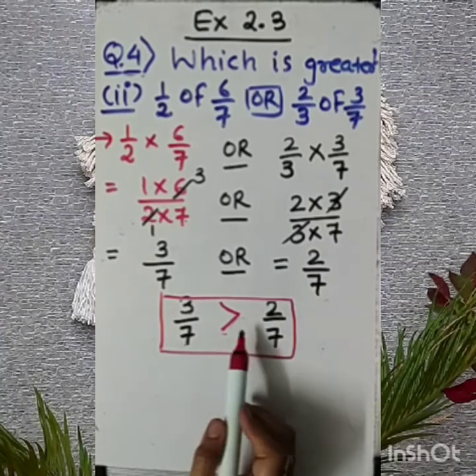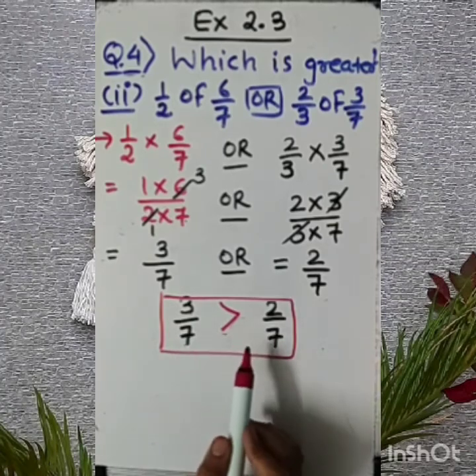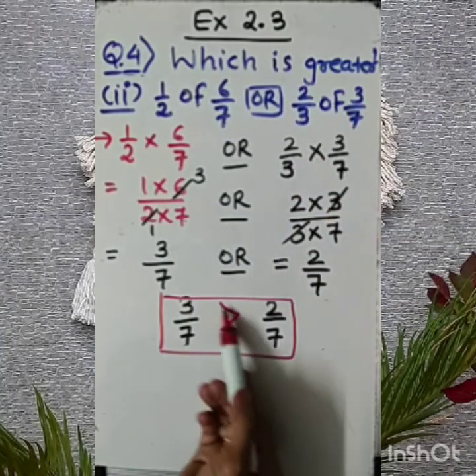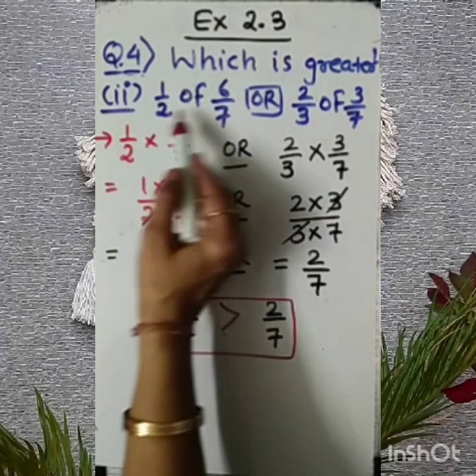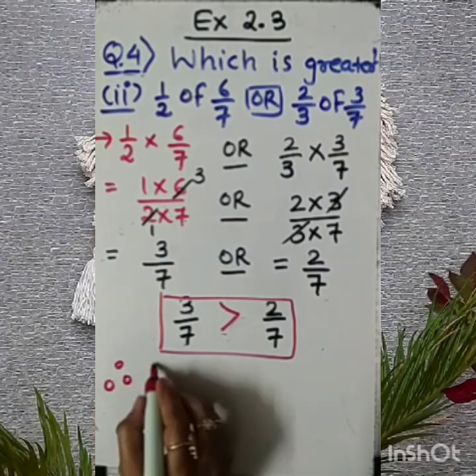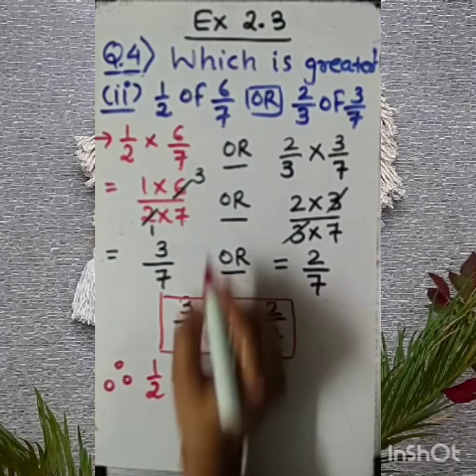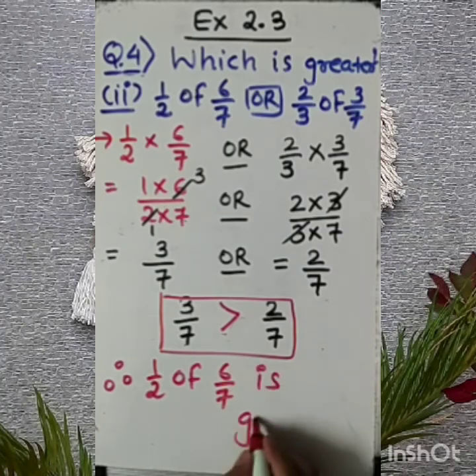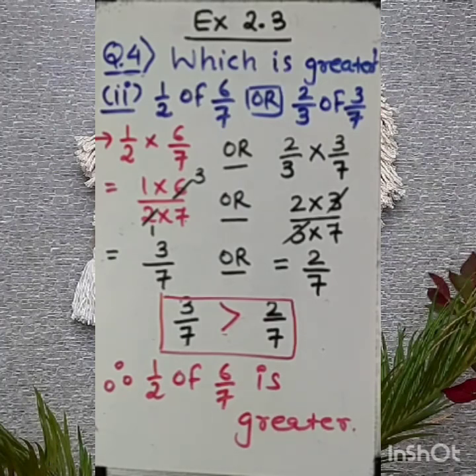So this is not our answer, because we have to reply according to the question which is greater. So this side is greater. So I need to mention as a final answer 1/2 of 6 by 7 is greater. This much only we need to mention, because if you are not mentioning this thing, then it will be wrong. Okay, so this is the easiest technique I have taught you, how to justify the greater number. Easy.